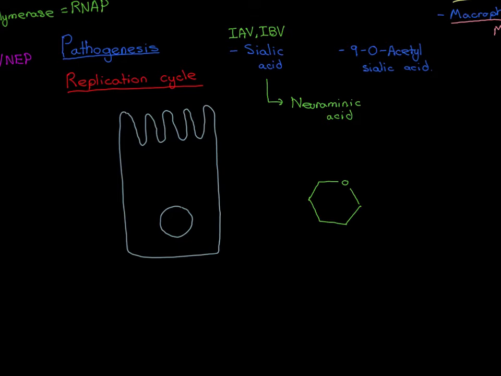Okay, so we have 2 anomers then of neuraminic acid. I am going to start by drawing the one that is important to us, which is the alpha anomer of neuraminic acid. Okay, so we're going to start off with this carbon here then of the molecule, and it's going to have 2 important groups coming off it.